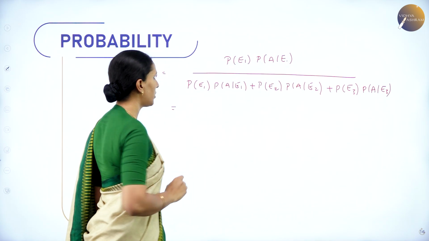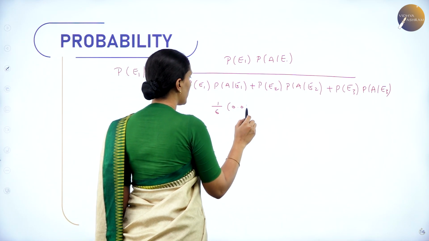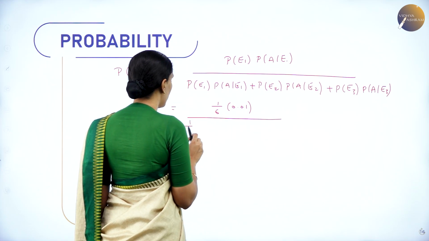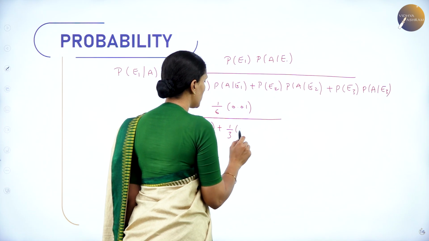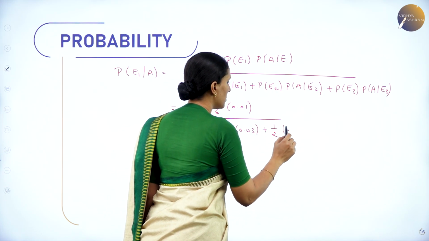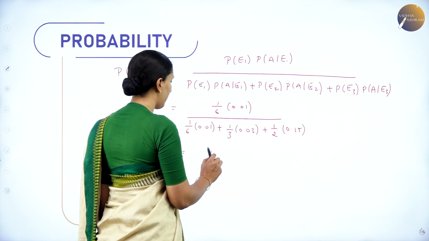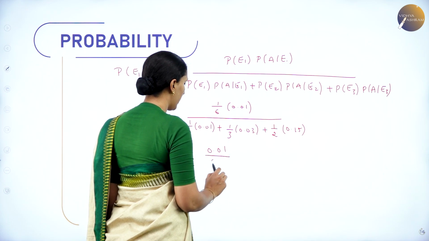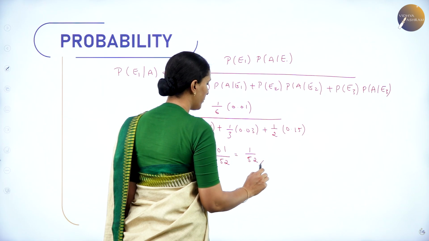So now let us substitute the values. So (1/6 × 0.01) divided by (1/6 × 0.01 + 1/3 × 0.03 + 1/2 × 0.15). Evaluating this, we get the final value as 0.01 divided by 0.52, which can be written in the form of 1 by 52.